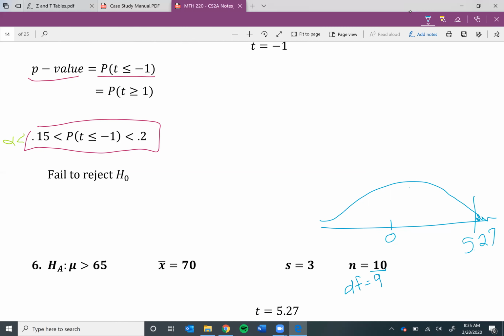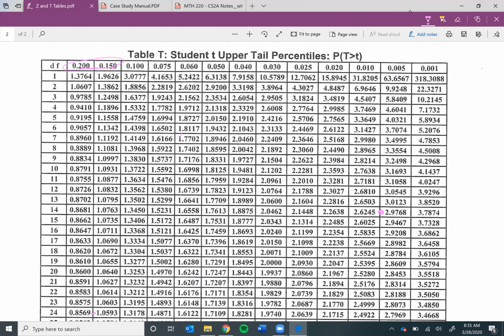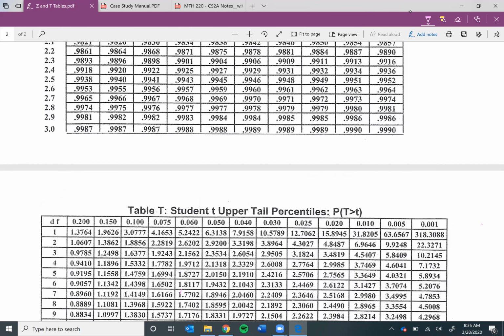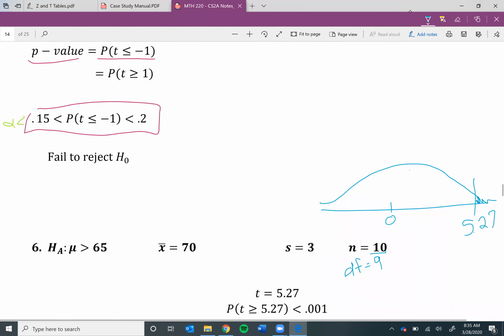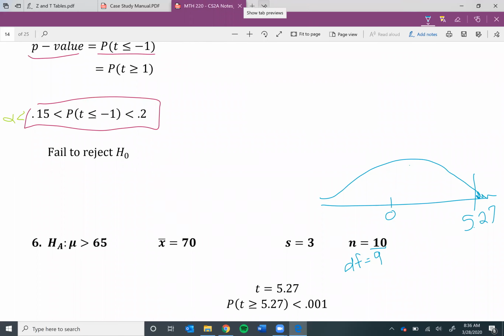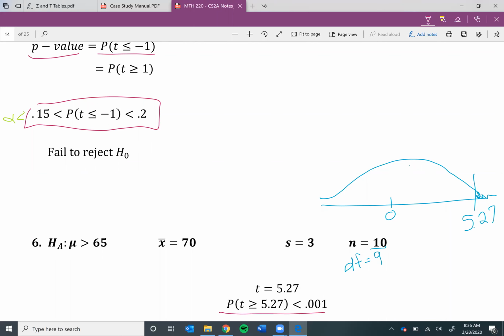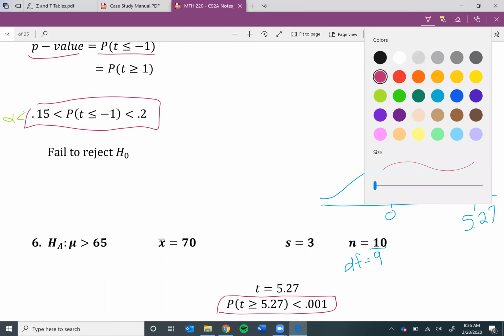We're gonna go to our T-chart, okay? And we are looking for 9 degrees of freedom. And we're scanning for the number 5.27. It fell off the chart. It fell off the chart to the left. So what do we know about it? It's got to be smaller than this number right here. That's how we're going to write our p-value statement. Okay, our p-value is smaller than 0.001.